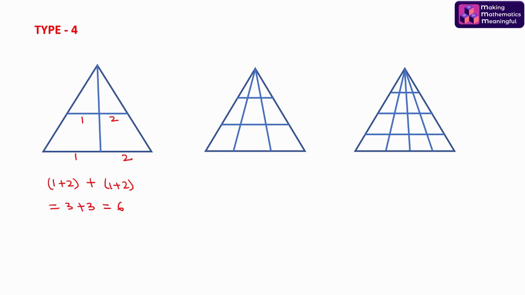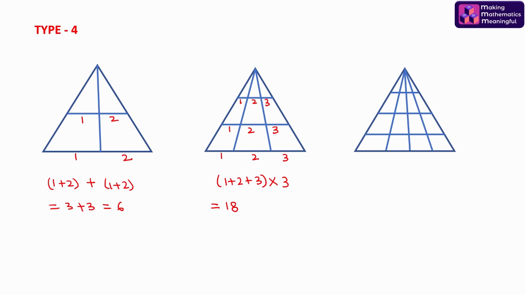Now in the next case, 1, 2, 3. Similarly we write 1, 2, 3 over here and 1, 2, 3 over here. So simply 1 plus 2 plus 3, and we can easily note that this is being added 3 times. So multiply it by 3, which will give you the required answer, which is equal to 18. So there will be a total of 18 triangles of all possible sizes.